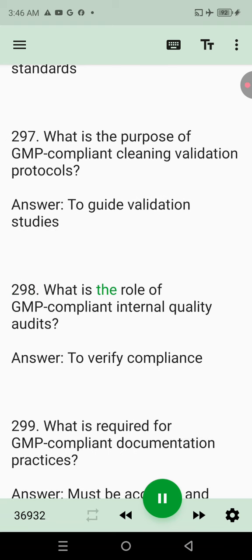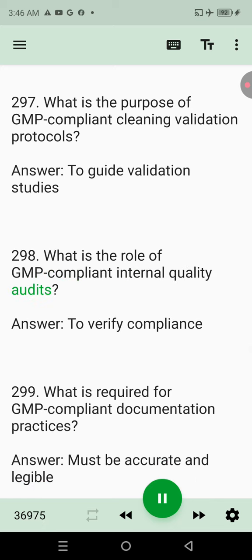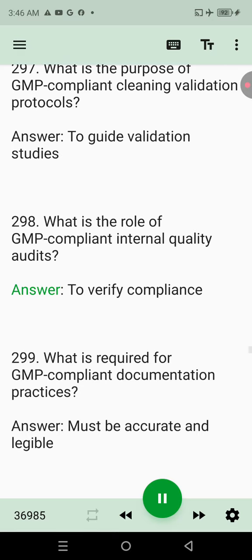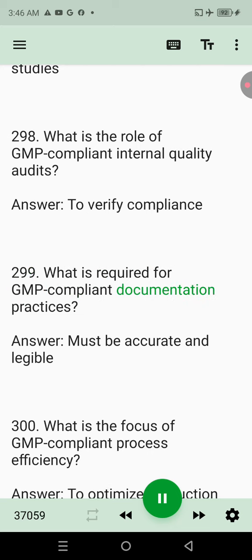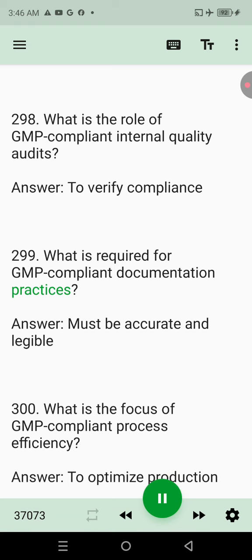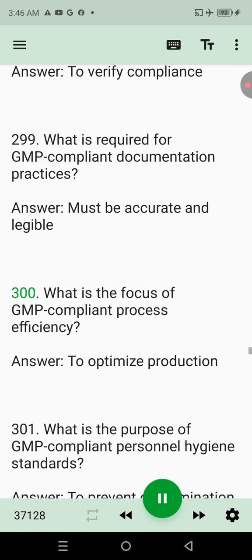298. What is the role of GMP-compliant internal quality audits? Answer: to verify compliance. 299. What is required for GMP-compliant documentation practices? Answer: must be accurate and legible.